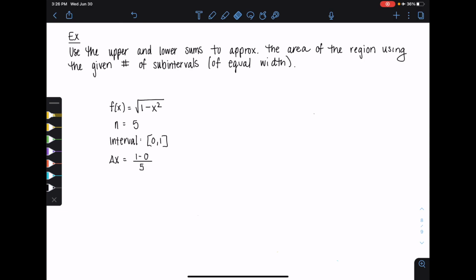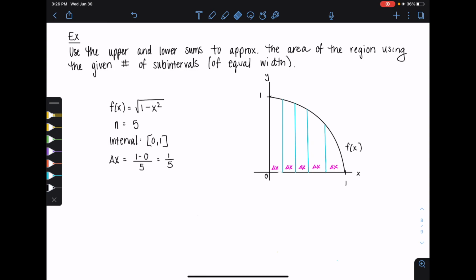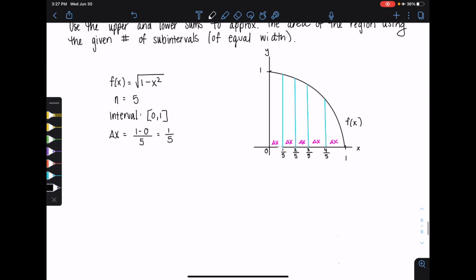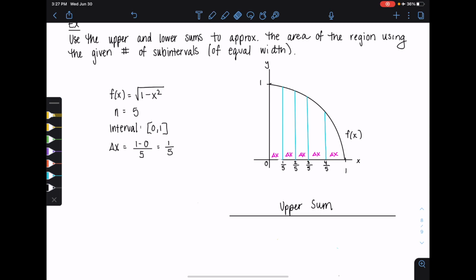So my delta x is going to be the length of the interval divided by 5, which is 1 over 5. Okay. So using our picture, this delta x is the width of each of these strips. And if we fill in the pieces, this first one is 1/5. If I add a fifth, the next endpoint would be 2/5, 3/5, 4/5, and then we end at 1. Okay. So on each of these subintervals, I want to figure out what point do I pick to maximize it or minimize it. Okay. So we're going to start with the upper sum.